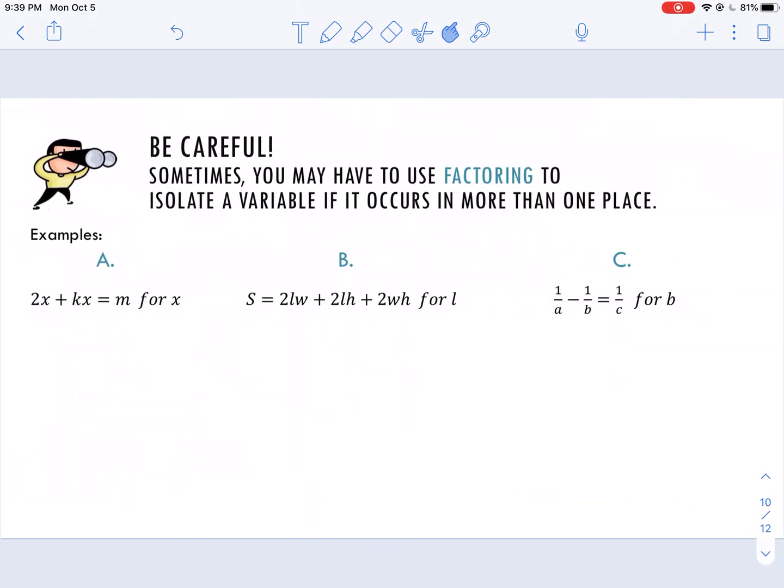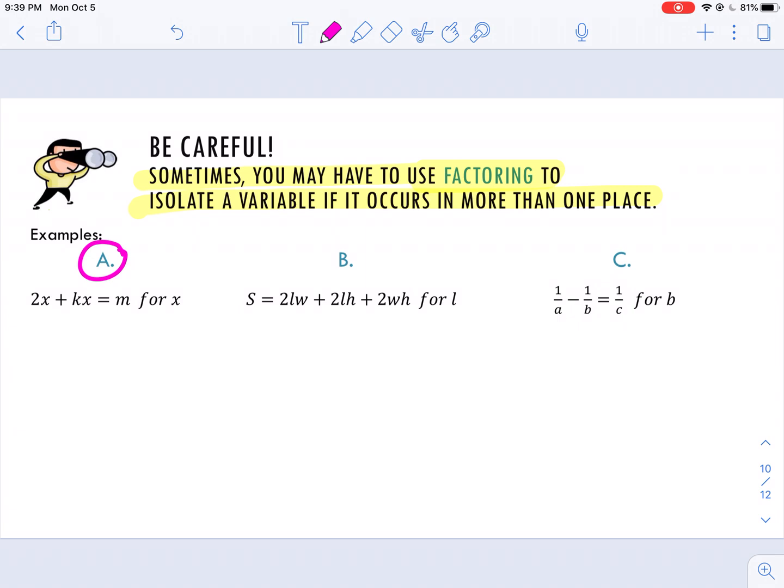The last 3 examples we have are going to be a little bit more challenging. I posted these 3 examples because I want us to make sure that we don't fall in some traps. Sometimes you may have to use factoring, and that's a really old skill, okay, to isolate a variable if it occurs in more than one place. So I'm going to talk to you about what this means a little bit. In example A, we're going to do this one together, and then I'm going to ask you to do B and C on your own. So if you need to take a moment to actually pause the video to write down all 3 examples, you can, but I'm going to go through example A right now.